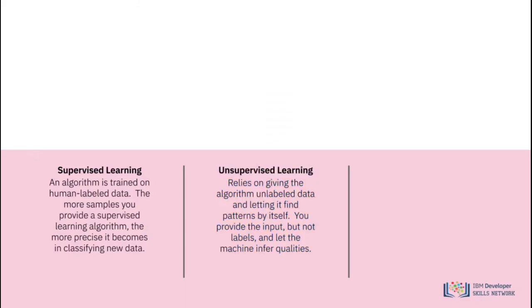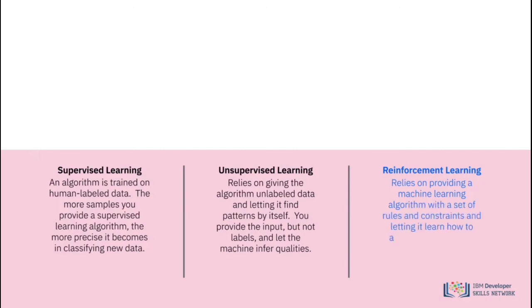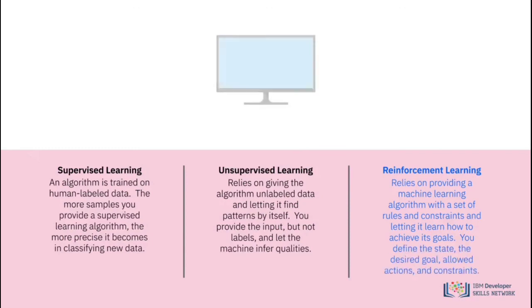The third type of machine learning algorithm, reinforcement learning, relies on providing a machine learning algorithm with a set of rules and constraints and letting it learn how to achieve its goals. You define the state, the desired goal, allowed actions, and constraints. The algorithm figures out how to achieve the goal by trying different combinations of allowed actions and is rewarded or punished depending on whether the decision was a good one. The algorithm tries its best to maximize its rewards within the constraints provided. You could use reinforcement learning to teach a machine to play chess.